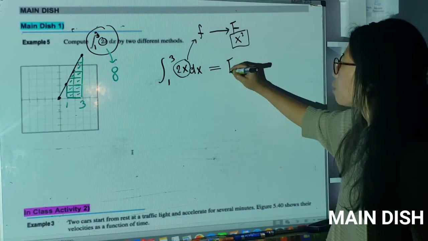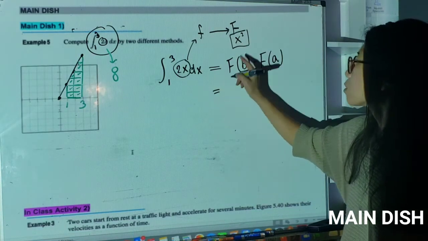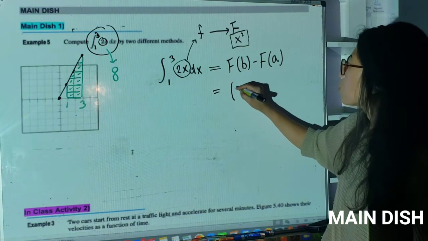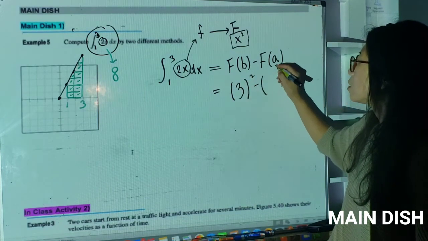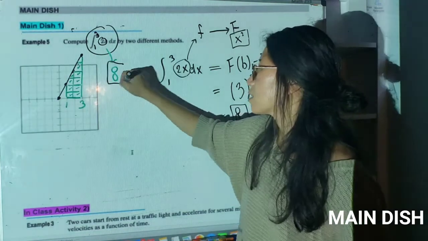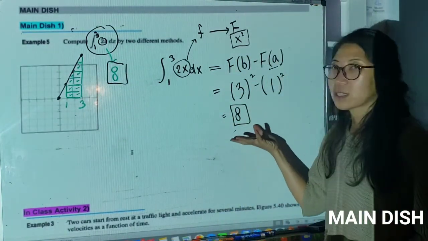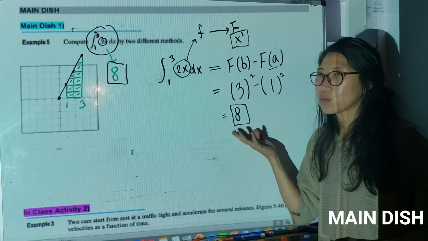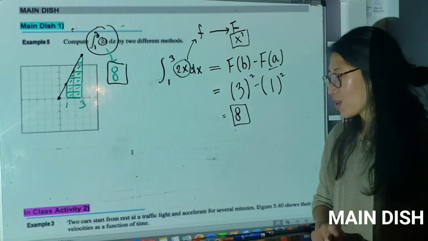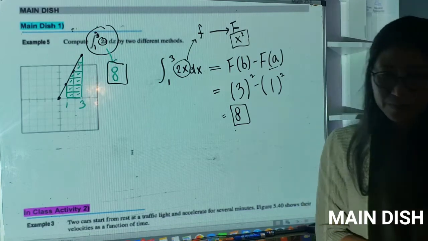Then what did they say? It's going to be F(b) minus F(a), but my F function is x squared. So by plugging in, F(b) is going to be 3 squared minus 1 squared. I get exactly 8, which is the same thing. So I explained graphically, and also algebraically, using the fundamental theorem of calculus, you can find the area under the curve and still get the same answer. So I want you to try the in-class activities and then compare the answer with me.